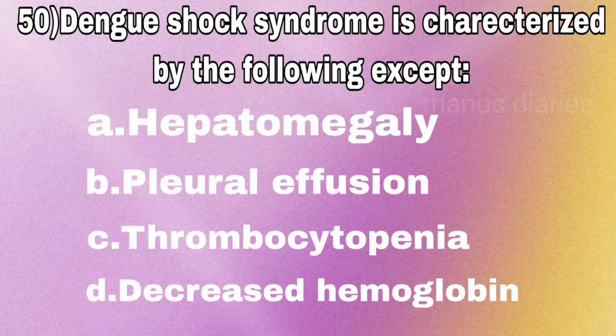And the last question. Dengue shock syndrome is characterized by the following except hepatomegaly, pleural effusion, thrombocytopenia, decreased hemoglobin. And the answer is decreased hemoglobin.